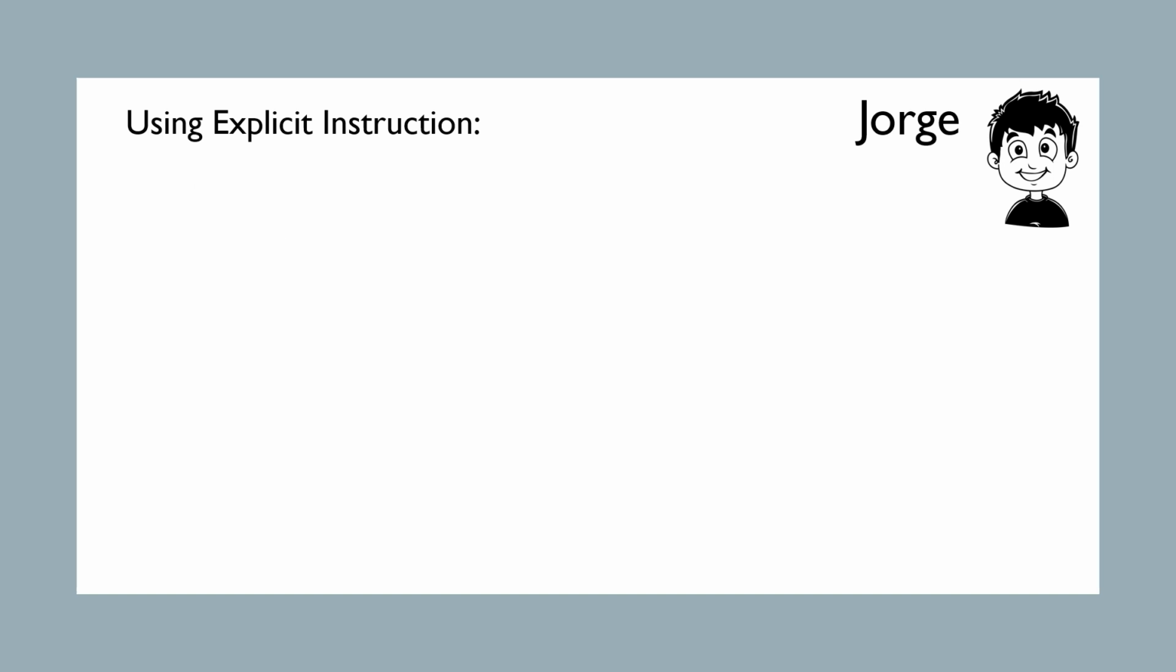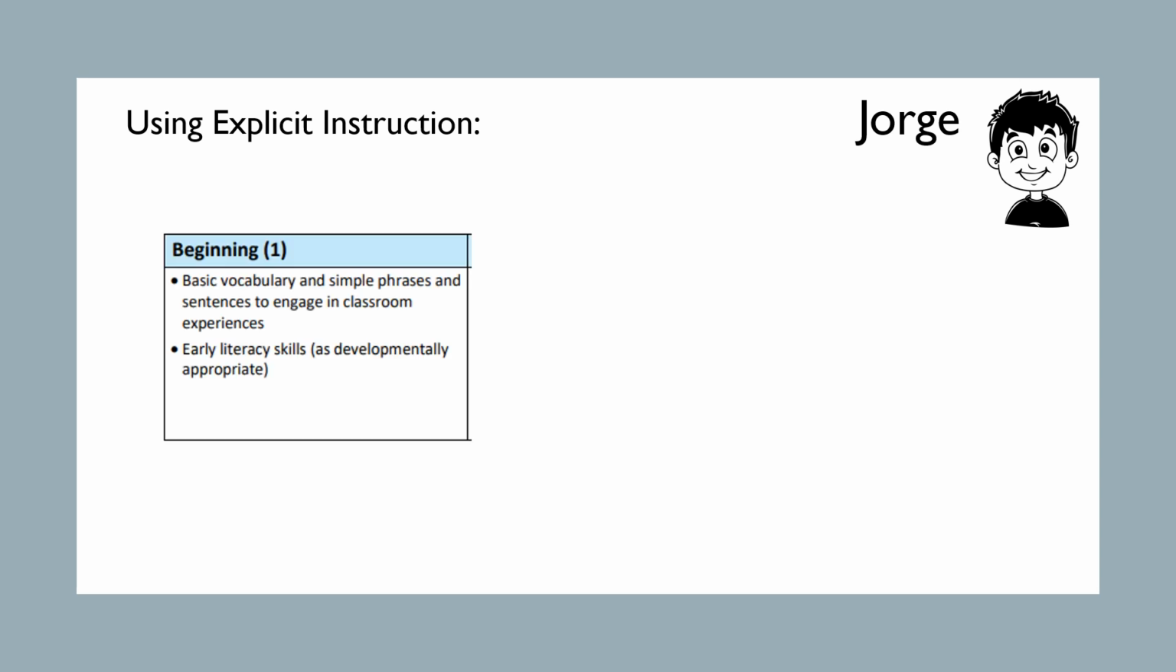According to the BC ELL standards, explicit language instruction for Jorge, who's a level 1, would look like this. This means it's up to the classroom teacher and the ELL teacher to work with Jorge and help him learn basic vocabulary and simple phrases for success in the classroom. Jorge will need lots of opportunities to practice his knowledge and skills through explicit instruction.